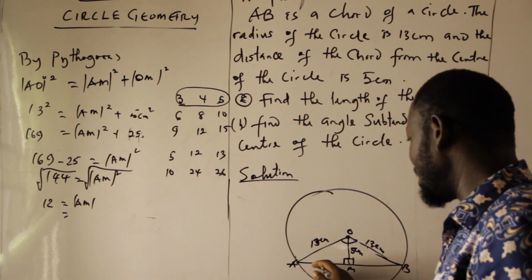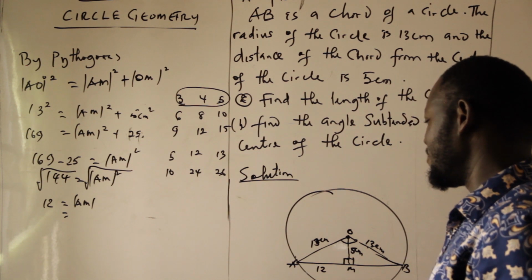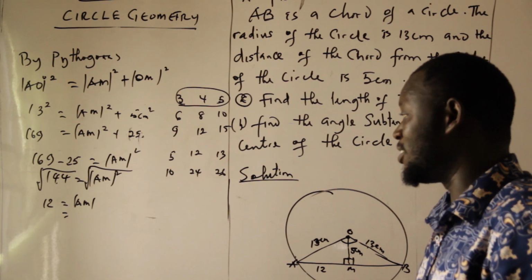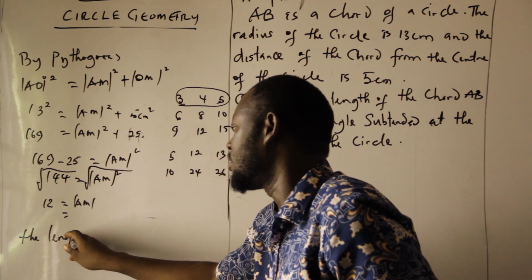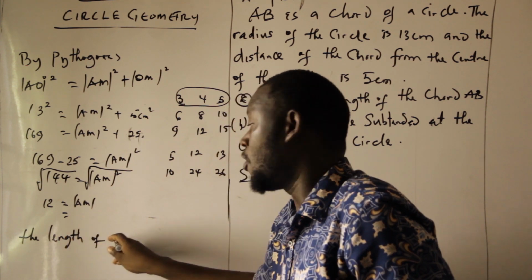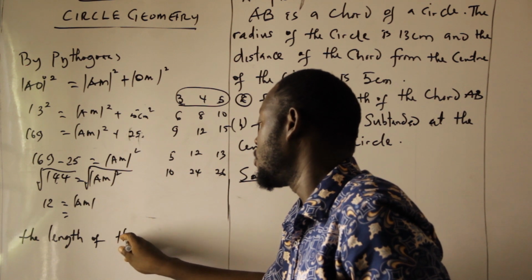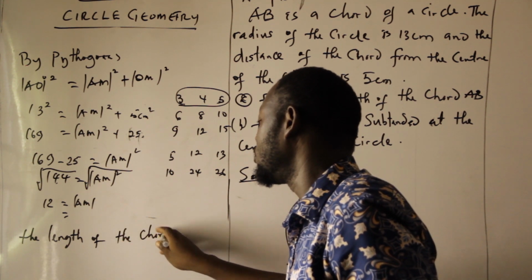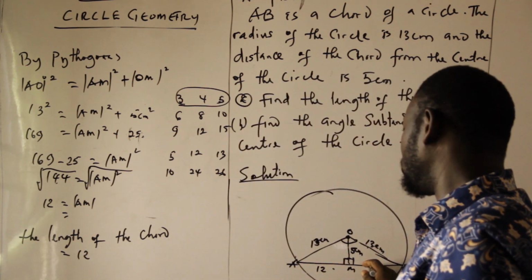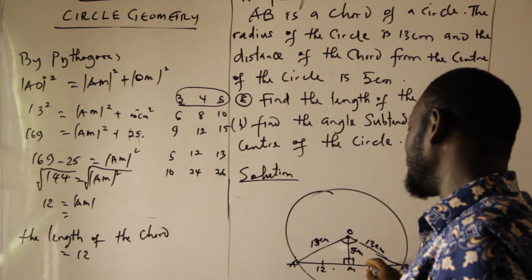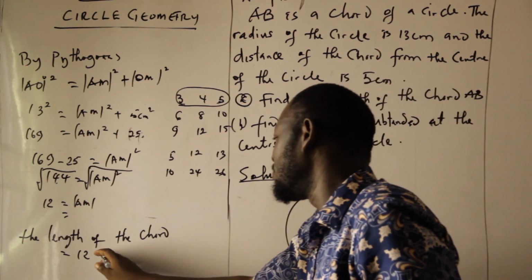So now that we know that this one is 12, we have gotten our length. So the length of the chord now will be equal to 12. That means this in two places. Definitely don't forget this one is the same thing as this. So it's going to be 12 in two places.